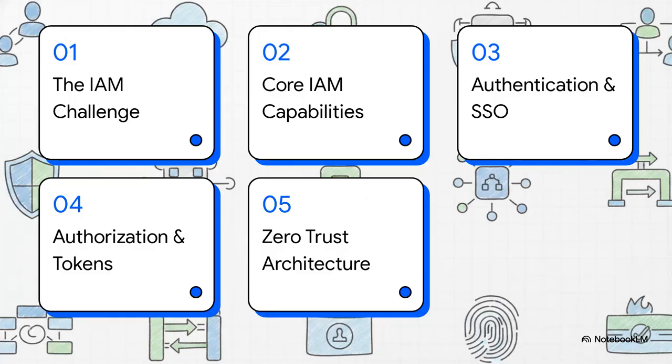So, here is how we're going to logically break this all down today. First, the IAM challenge. Second, the core capabilities of IAM. Third, authentication and SSO. Fourth, authorization and tokens. And finally, zero trust architecture.